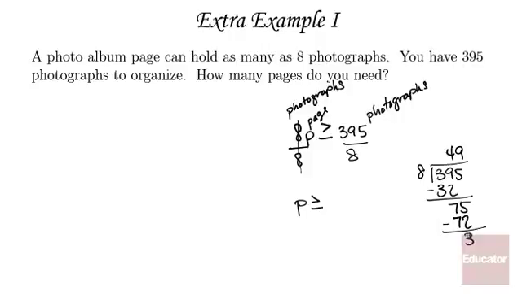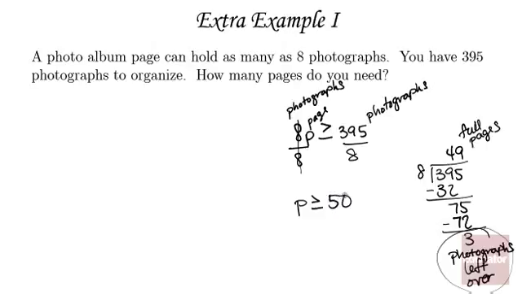Okay, here we need to think about what our division means. This means 49 full pages. However, there are 3 photographs left over. And we know that we don't want any remainders. We'd rather put in an extra page than have to throw out our 3 photographs. So instead of 49 full pages, we're going to have 1 extra page for these 3 photographs that are left over, making it 50 pages.